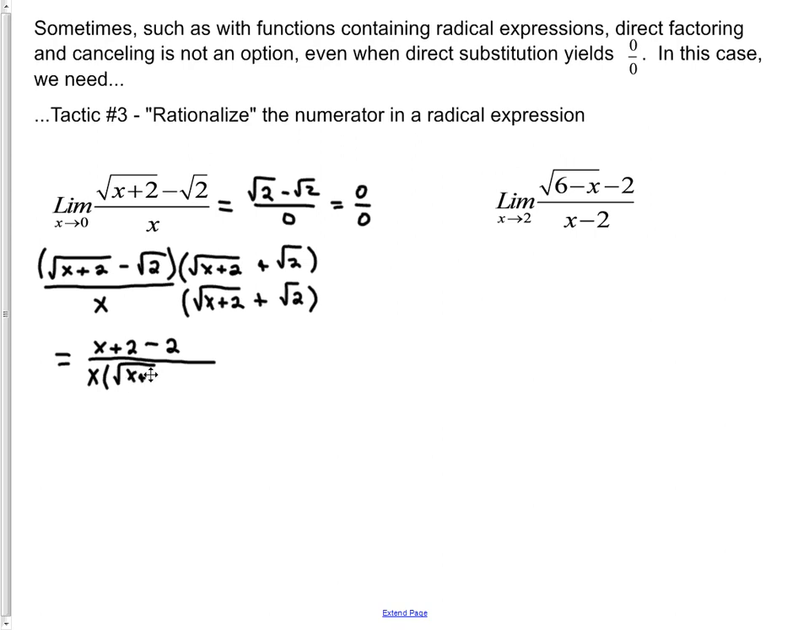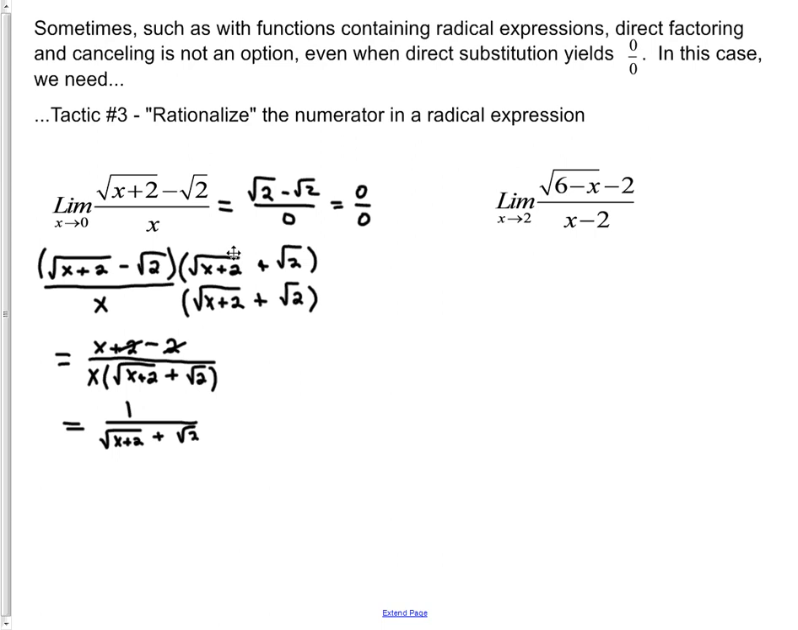So we get the square root of x plus 2 plus the square root of 2 as a quantity times x. And you'll notice what happens next. x plus 2 minus 2, that goes away. And we're left with x over x times the square root of x plus 2 plus the square root of 2. Canceling common factors gives us 1 over the square root of x plus 2 plus the square root of 2.